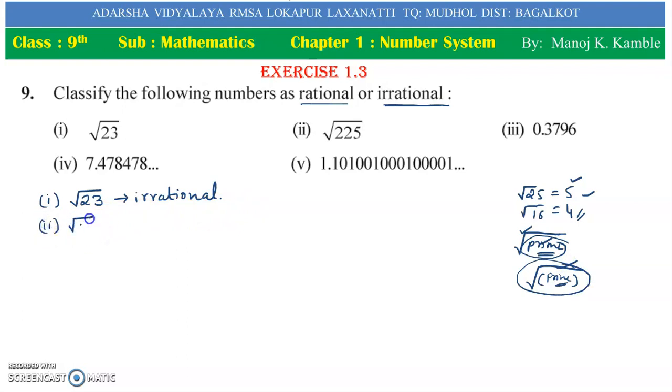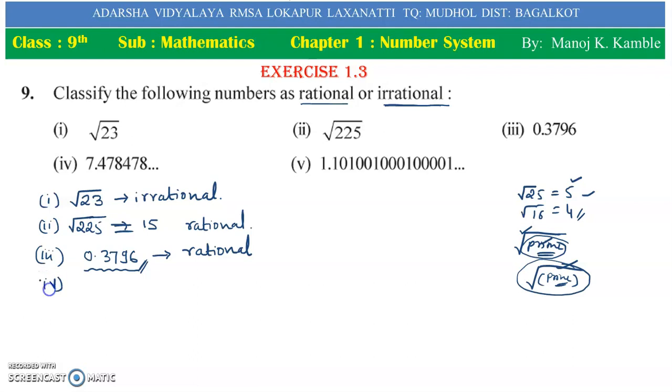Roman 2. Here square root of 225, this is a perfect square, so this is equal to 15. That's why this is a rational number. Roman 3. Here 0.3796, a decimal expansion is given, and the decimal expansion is terminating. If the decimal expansion is terminating, then this becomes a rational number.